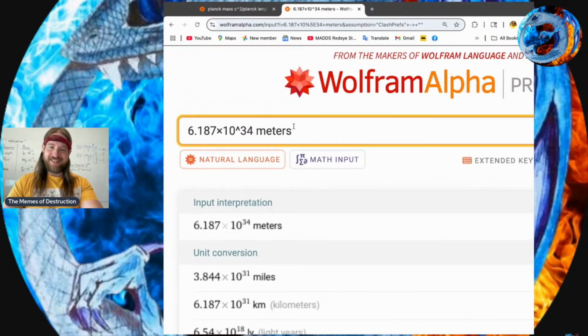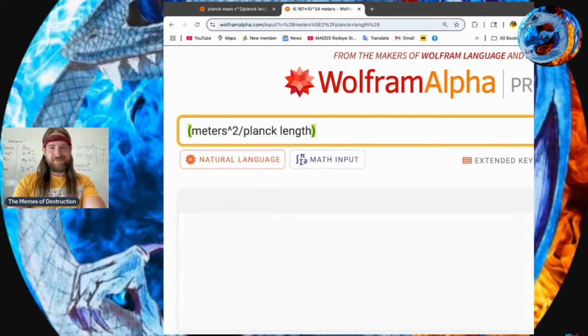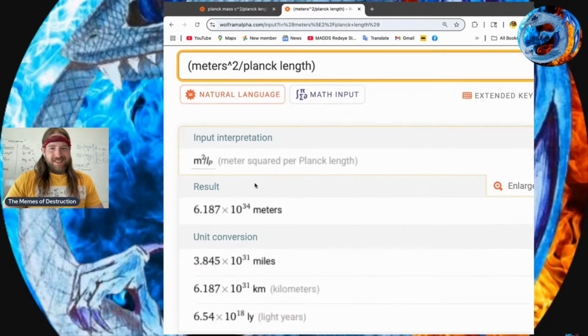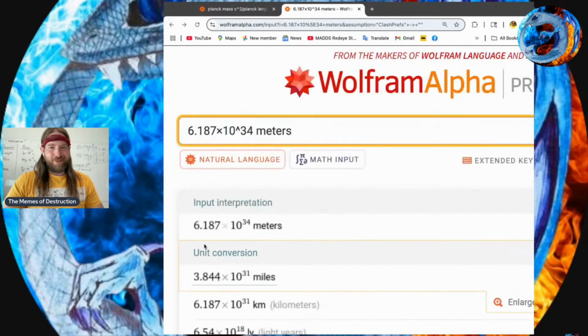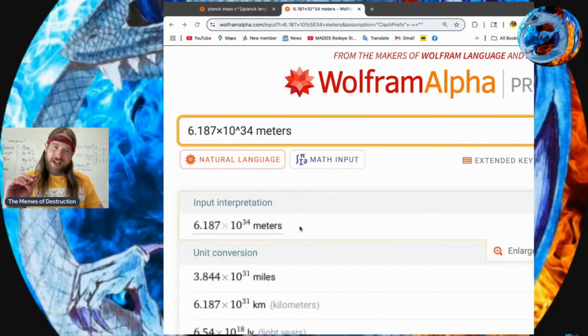Wait a second. If we use that there, that looks a lot like meters squared over the Planck length. 6.187 times 10 to the 34 meters. Huh. Might we use this as a potential clue to what might be going on?